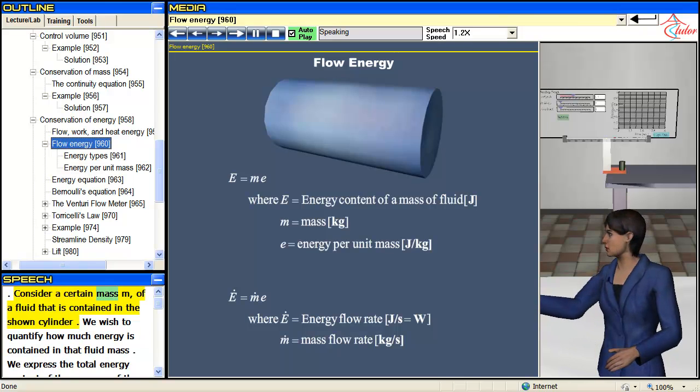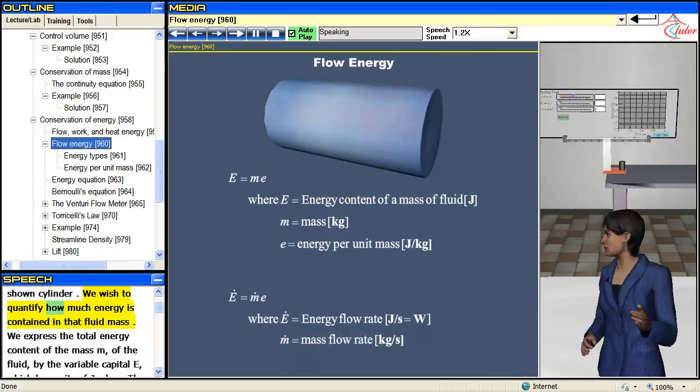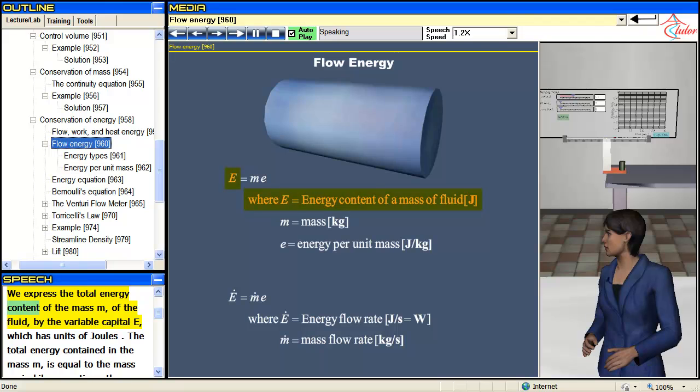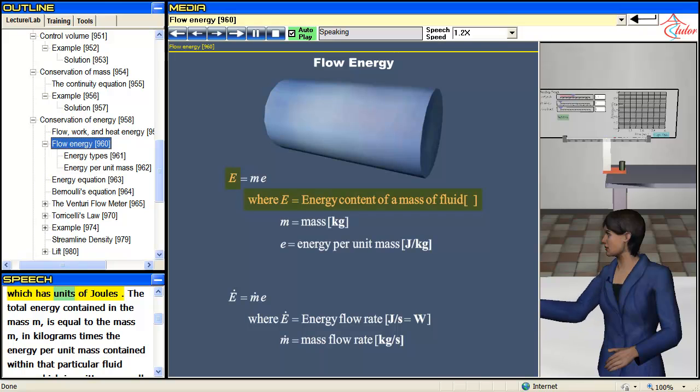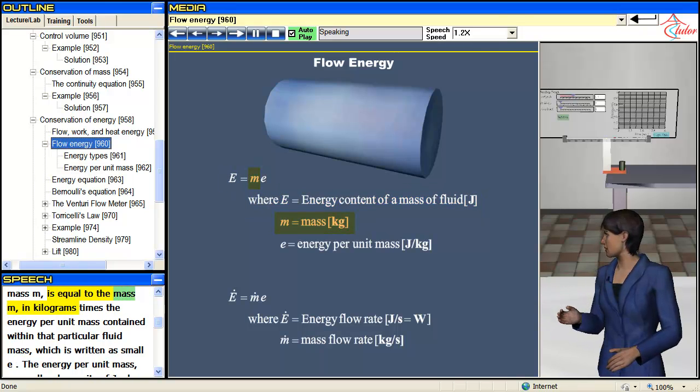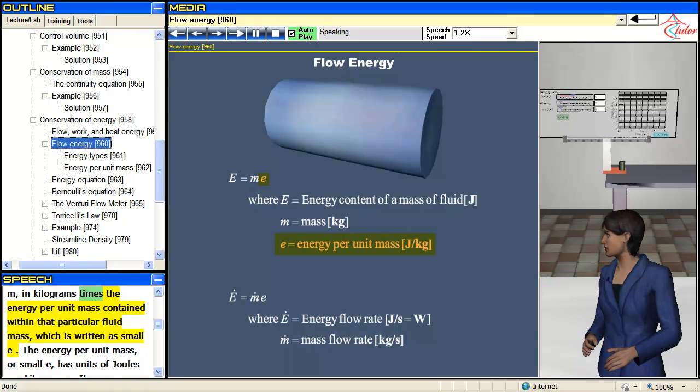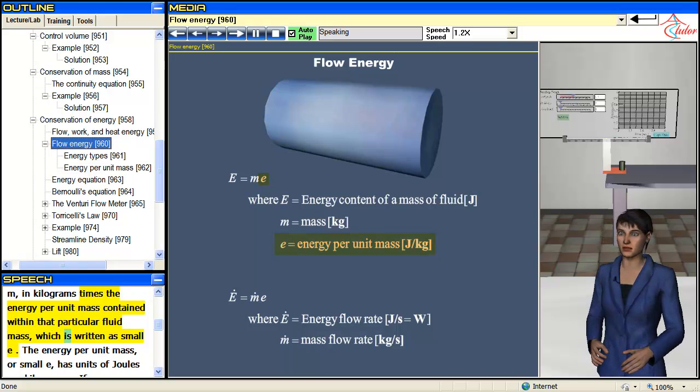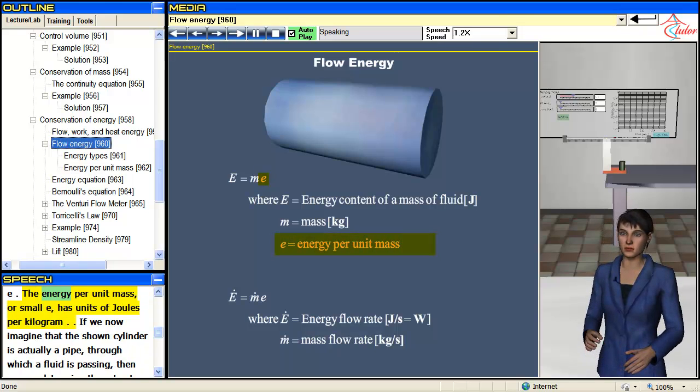Consider a certain mass m of a fluid that is contained in the shown cylinder. We wish to quantify how much energy is contained in that fluid mass. We express the total energy content of the mass m of the fluid by the variable E, which has units of joules. The total energy contained in the mass m is equal to the mass m in kilograms times the energy per unit mass contained within that particular fluid mass, which is written as small e. The energy per unit mass, or small e, has units of joules per kilogram.